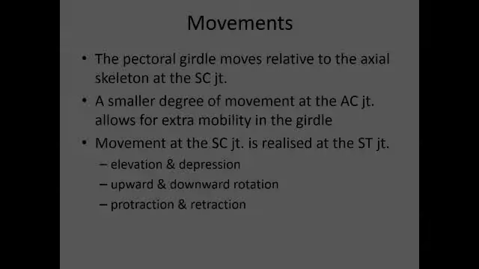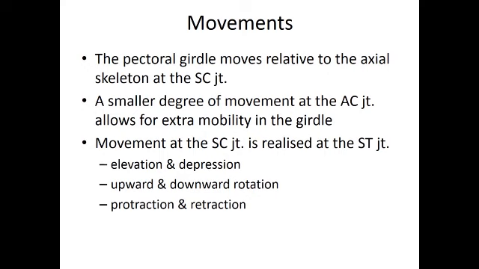In this segment, we're going to look at the movements and muscles of the pectoral girdle. The pectoral girdle moves relative to the axial skeleton at the sternoclavicular joint. A smaller degree of movement at the acromioclavicular joint allows for a bit of extra mobility in the girdle. However, we're primarily interested in the movement occurring at the sternoclavicular joint. And it's movement at that sternoclavicular joint that is realised at the scapulothoracic joint.